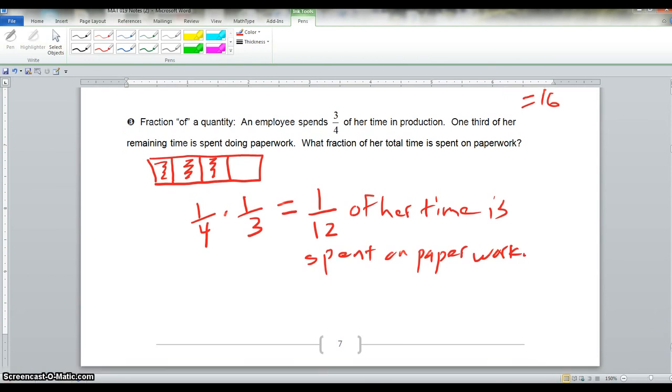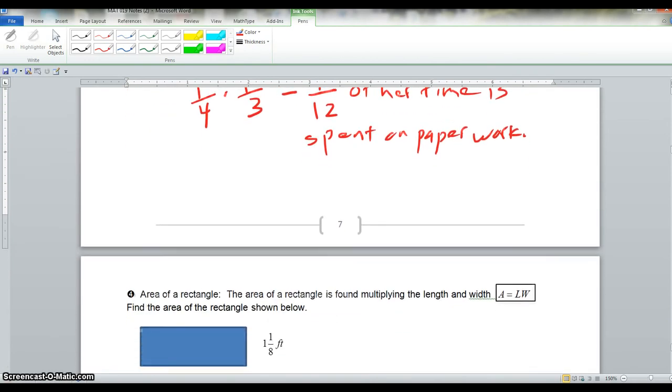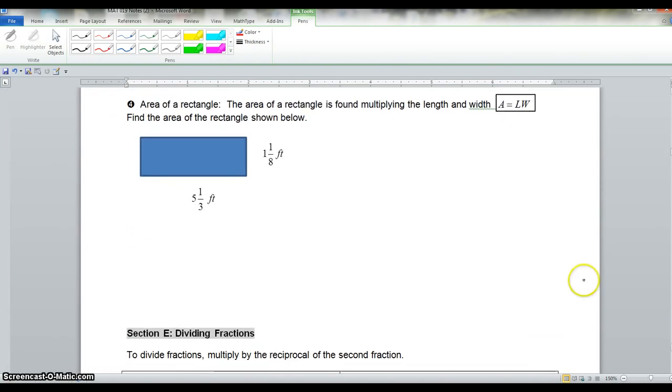Now, we scroll down here to problem number 4. It says area of a rectangle. The area of a rectangle is found by multiplying the length and width. A equals length times width. Find the area of the rectangle shown below. So we would do area is equal to length times width. Now here our length is 5 1/3 feet, and our width is 1 1/8 feet.